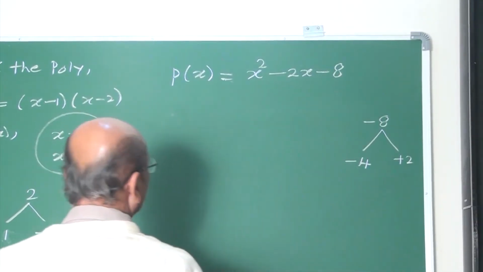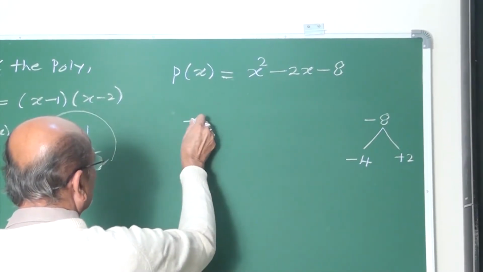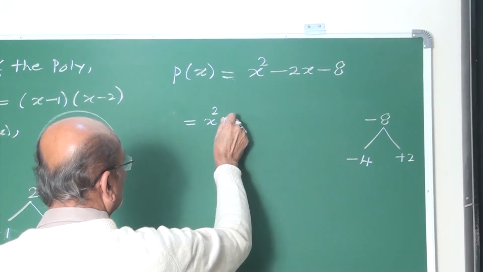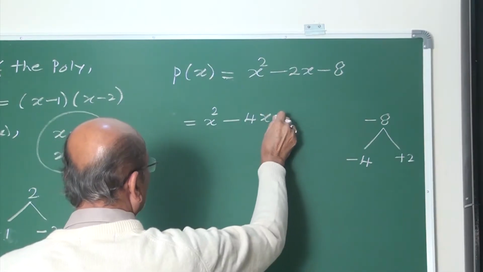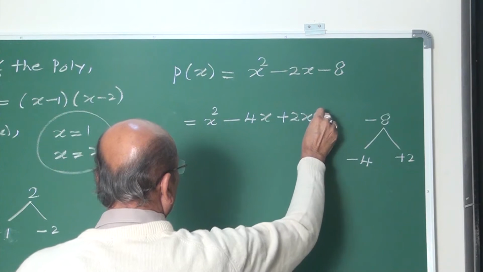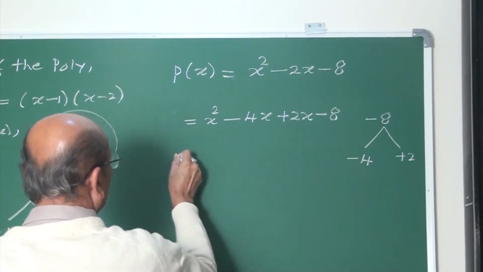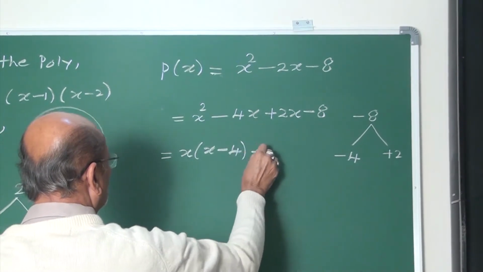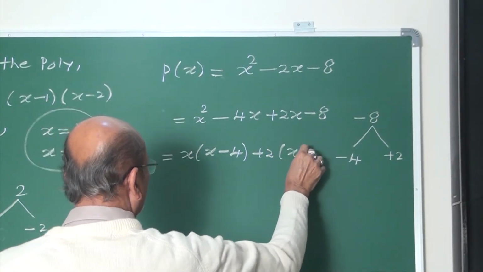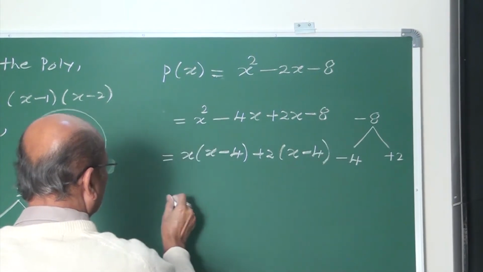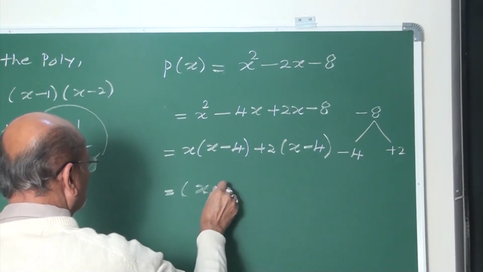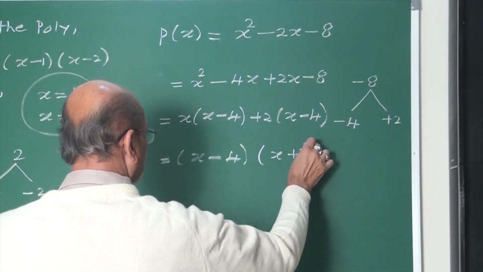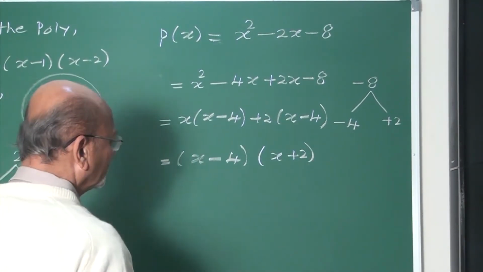Yes, it is correct. Then you write the factors, my friends: x square minus 4x plus 2x minus 8. What is common, my friend? x is common, and x minus 4 plus 2 is common. So it is x minus 4 into x plus 2. Yes, it is very much clear.